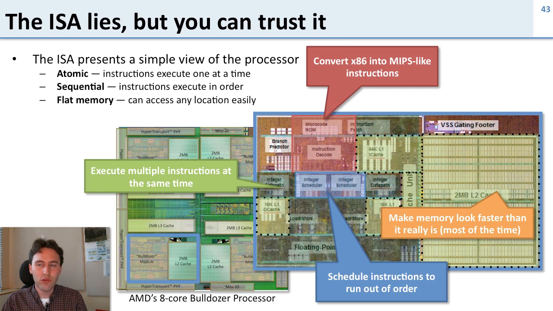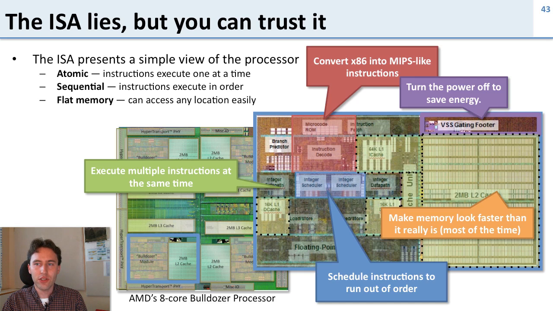There's one other really cool thing to look at here, and this is up in the corner here, this gating footer. This right here is one transistor, and that one transistor's job is to turn off power to the core to save energy. So look how big that one transistor is compared to the whole core. That's a huge transistor for turning off power.